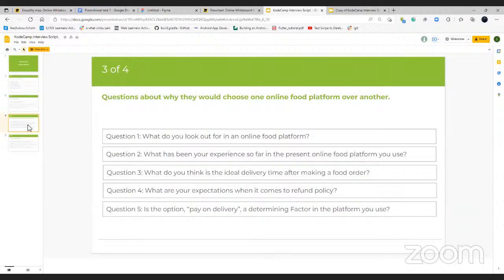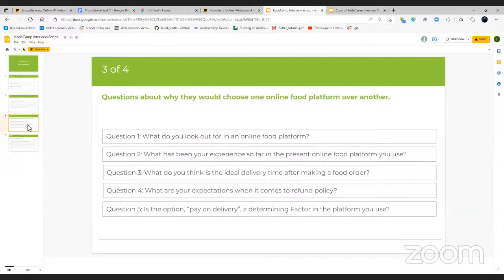What has been your experience so far with the present online platform, probably if you're using one already? What do you think is the ideal delivery time? So this is just about the platform. What are your expectations when it comes to refund policy? Of course, that's around that. Is the pay on delivery option a determining factor?